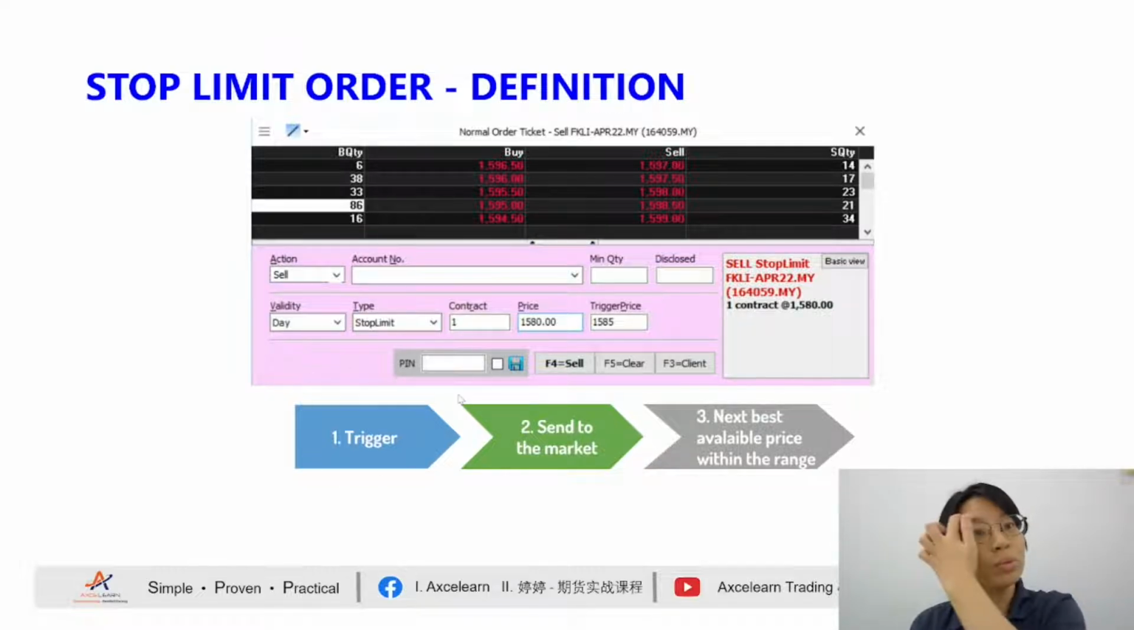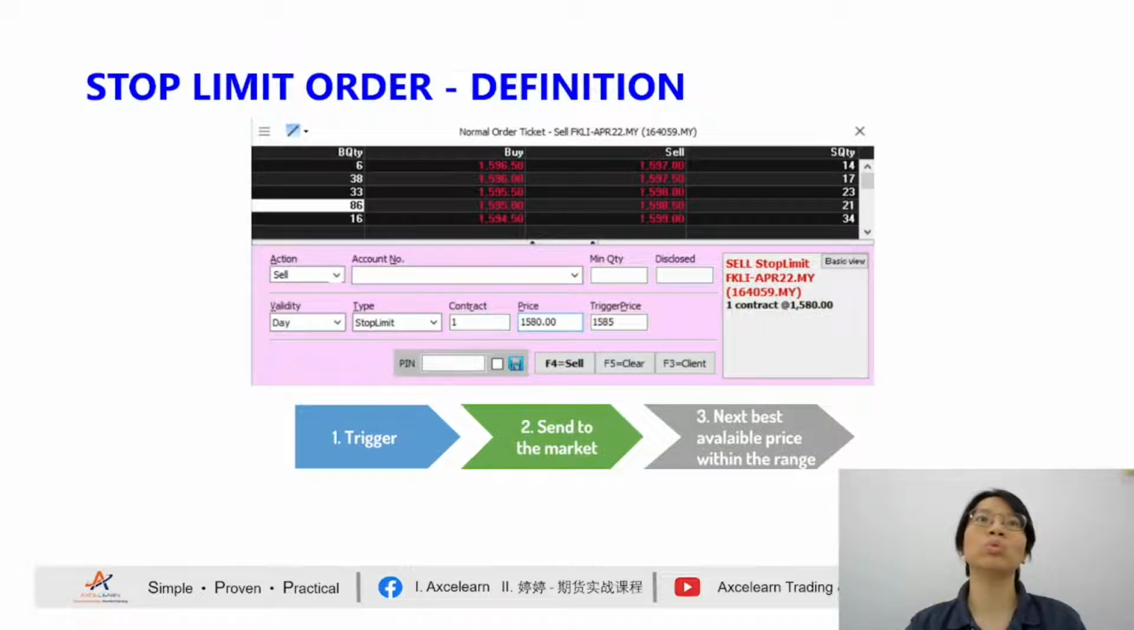Because as I mentioned to you, stop limit orders actually derive from stop orders, so we are still going to have this trigger price, then central market. But instead of next best available price, you're going to see that it is going to be next best available price within the range. So we actually set the range. That's the reason why we stop at a certain price, but at the same time we limit to a certain range only. So anything exceeding the range, we are not going to take.